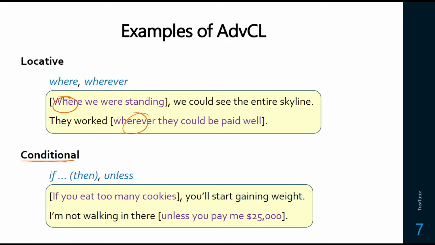We have conditions. So, if, then, or unless. So, if you eat too many cookies, you'll start gaining weight. This is the condition for the independent clause to happen. Or, I'm not walking in there unless you pay me $25,000. So, this is the condition for walking in there.